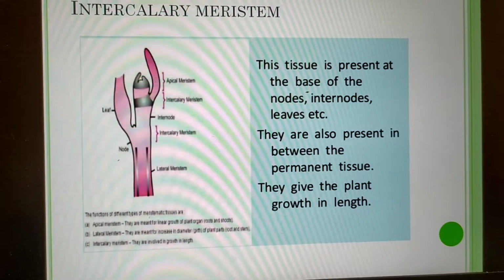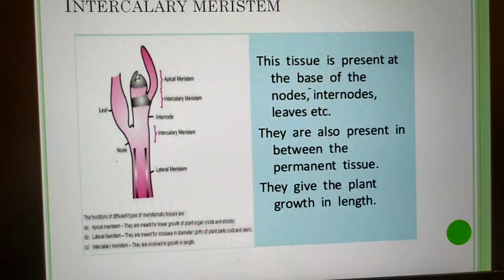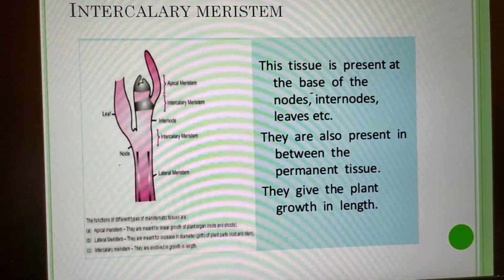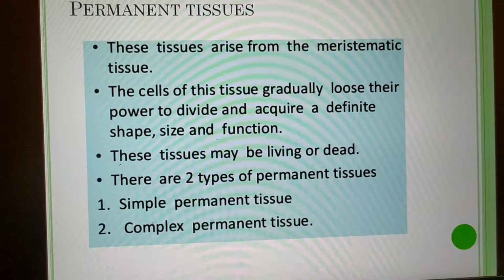Intercalary meristem is present at the base of the nodes, internodes, and leaves. They are also present in between the permanent tissue. They give the plant growth in length.